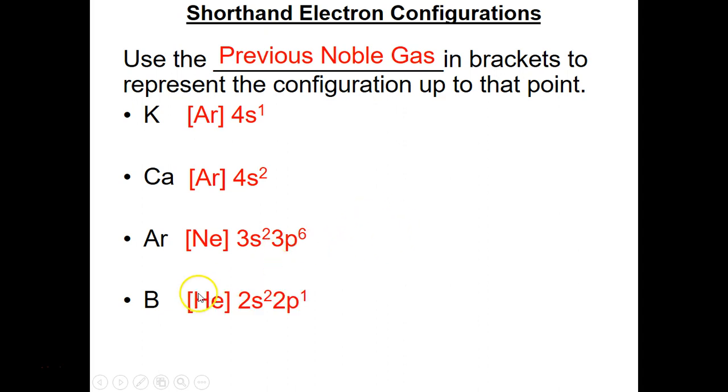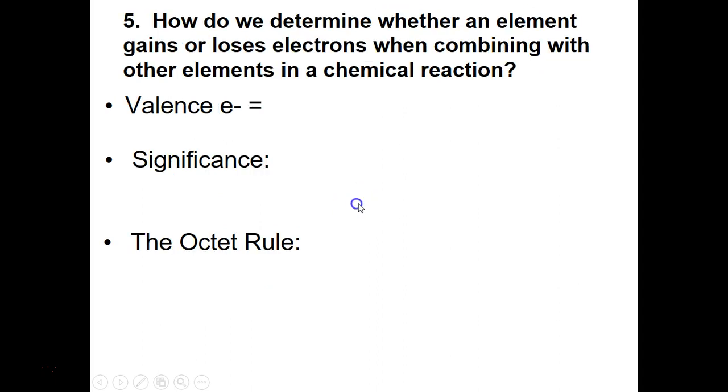Finally, for boron, the previous noble gas is helium. After helium, we have 2s2 and 2p1. Just beware, I'm going to ask you specifically for either shorthand or full electron configurations. Give me the one that I asked for, please.